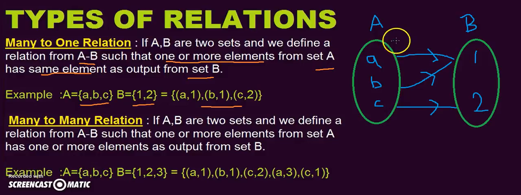If you observe the Venn diagram, here the element A from set A is having the output 1 from B, and again the element B is also having the output of the same element from B. That means many elements from set A have the same output from the set B. This is known as many-to-one relation.